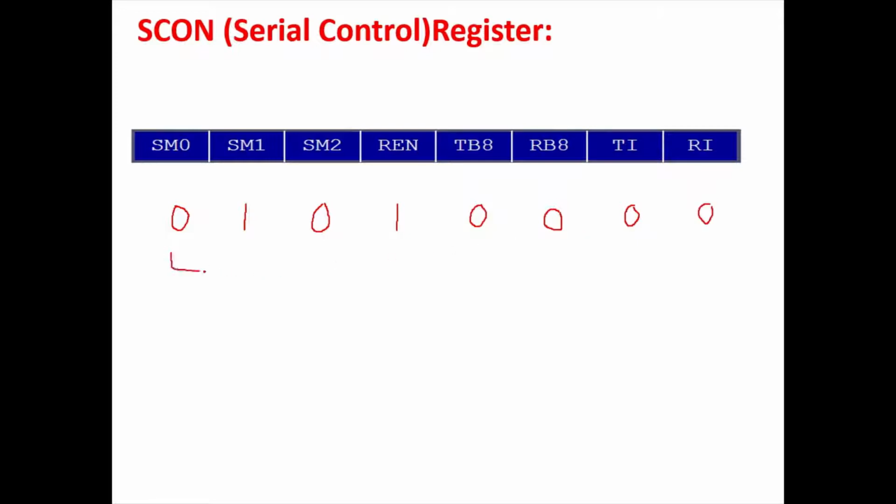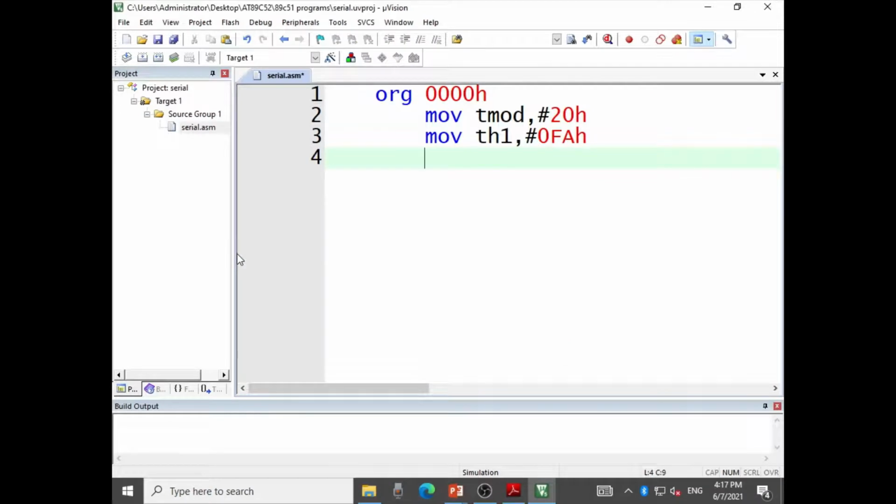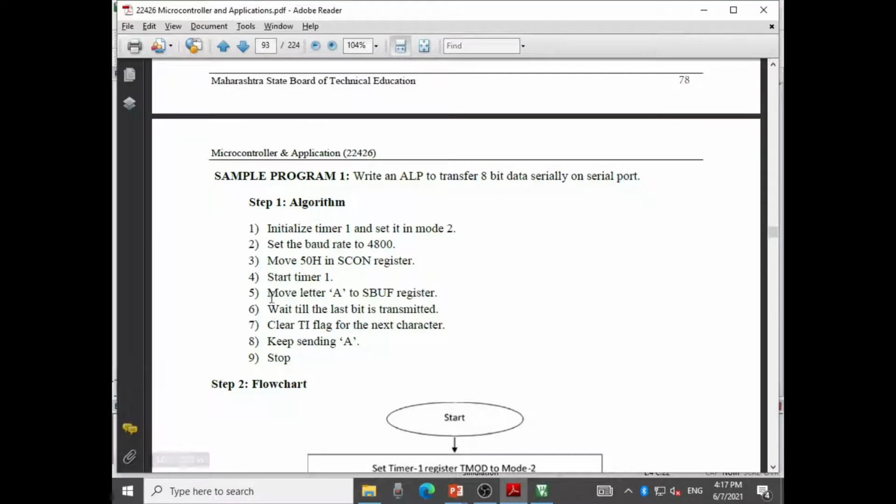Again form the groups of 4 bits: 0101, which is 5 in hexadecimal. Similarly 0000 is 0 in hexadecimal. So what is the value? 50H is the value which should be loaded in the SCON register so as to configure mode 1 of serial communication. So let us write that instruction: MOV SCON, #50H. So mode 1 of serial communication is selected. So we are done with this third step.